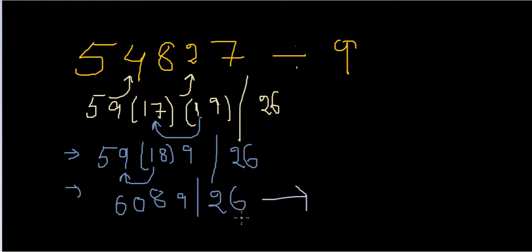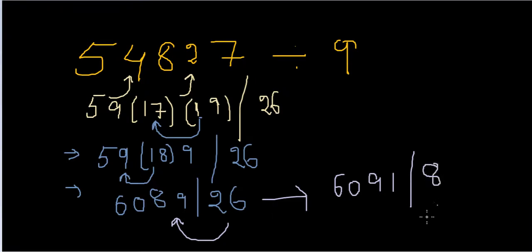And as I said, 26 is still greater than 9, so we have to remove as many 9s as possible. We can remove 2 9s since 9 times 2 is 18. So add that 2 to this number, which makes it 6, 0, 9, 1, and we'll be left with 26 minus 18, which is 8. This is the remainder. So 6091 is the quotient and 8 is the remainder, and that's the trick.